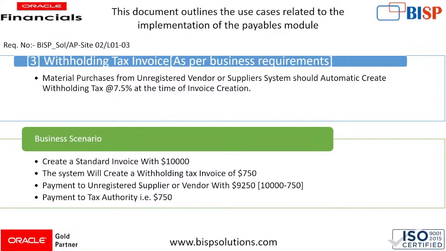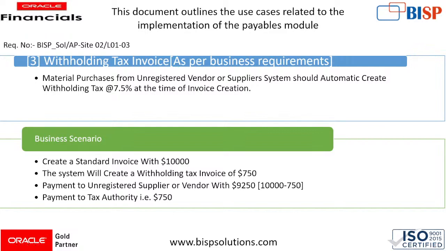so we will define that material purchased from an unregistered vendor or supplier should automatically create withholding tax of 7.5% at the time of invoice creation. That is the business requirement, right? So while purchasing material from an unregistered vendor or supplier, the system should automatically create the withholding tax invoice, right? So with a 7.5% percentage at the time of invoice creation. The condition is at the time of invoice creation.